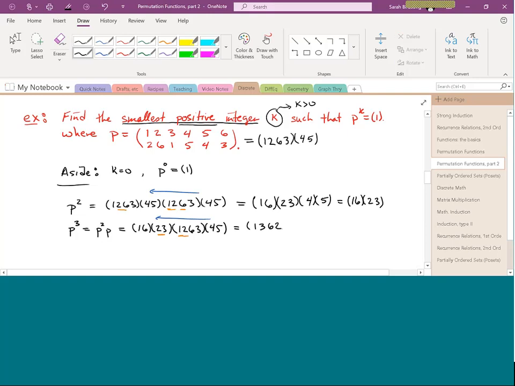Then we track our 2. There's no 2 in this rightmost cycle. There is a 2 in the next cycle, so 2 gets mapped to 6. No 6. 6 gets mapped back to 1, so we'll close off and get a 4 cycle.